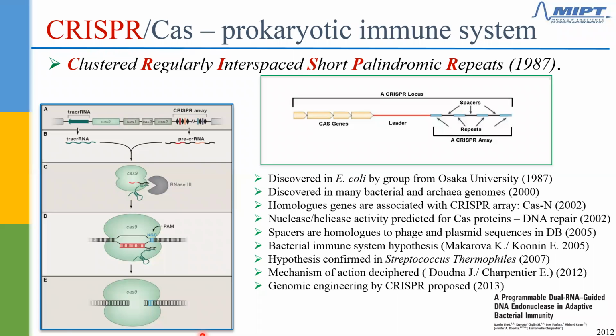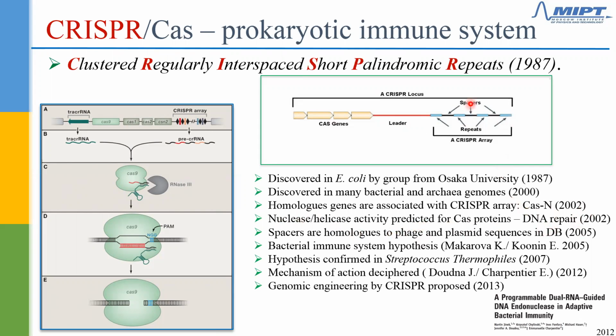So what is CRISPR? As I mentioned, it's a prokaryotic immune system. CRISPR stands for clustered regularly interspaced short palindromic repeats. Those repeats were discovered quite long ago, in 1987, and later on it was discovered that they are present in many bacterial genomes. Importantly, there were homologous genes always associated with the CRISPR arrays, which were called Cas, CRISPR-associated genes, and they all got numbers, Cas1 through Cas12. That was discovered in 2002, and immediately nuclease and helicase activity was predicted for those Cas proteins, and it was suggested that they may be involved in DNA repair.